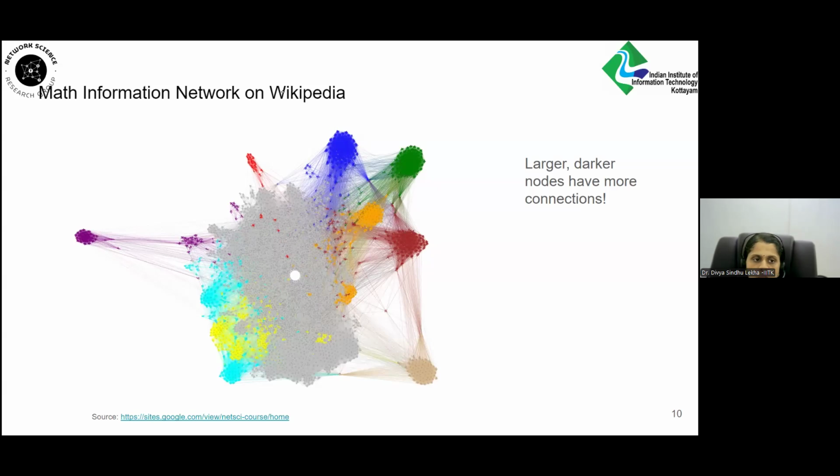So from Wikipedia, the math information, the pages on math topics are collected, and the relationships between these pages are collected. So what is a Wikipedia page? In a Wikipedia page, one topic is discussed in detail, and within the same topic, references to different other pages are also given, right? References to other topics in Wikipedia are also given.